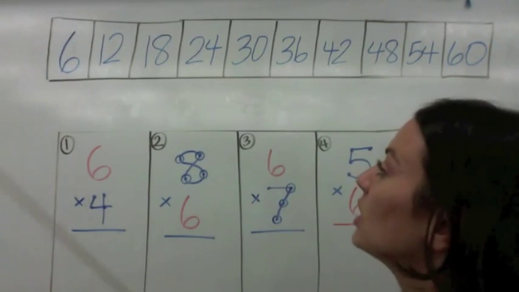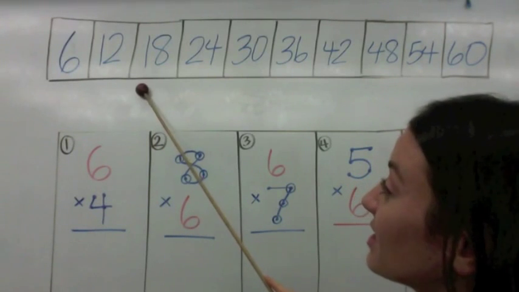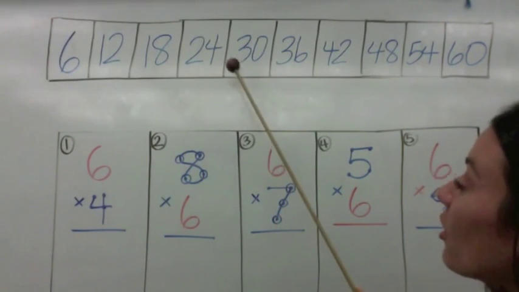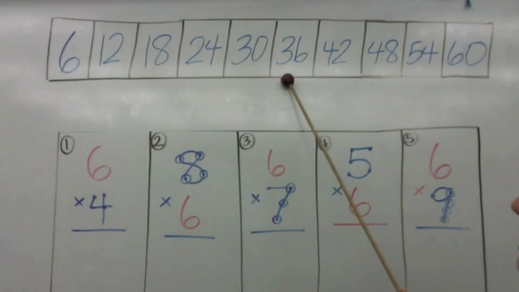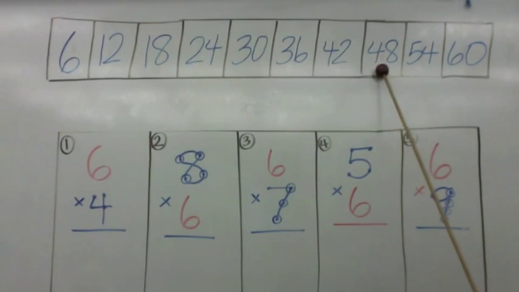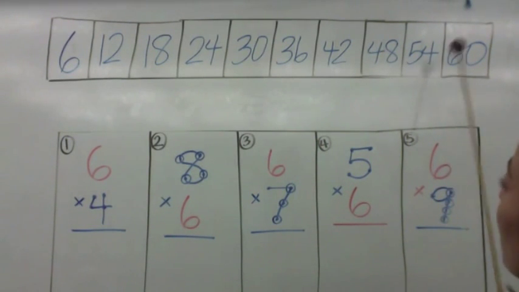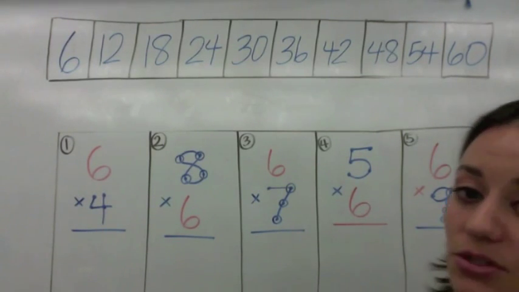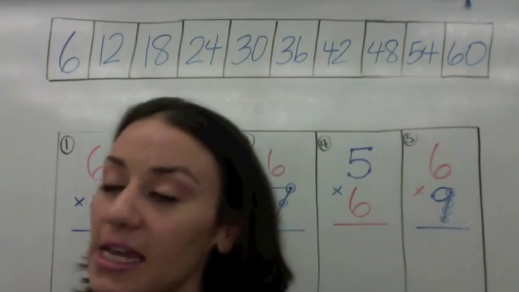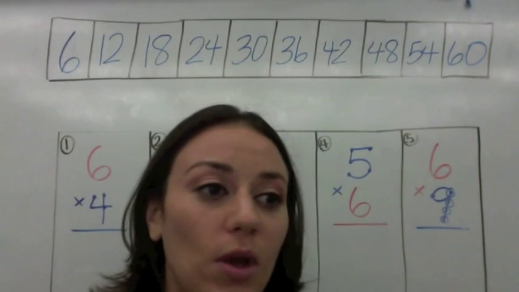You ready? Go. 6, 12, 18, 24, 30, 36, 42, 48, 54, 60. Counting by 6 is so easy. Next time, won't you sing with me?